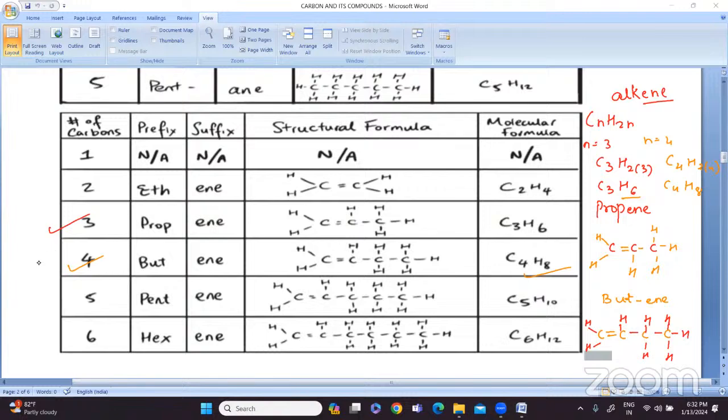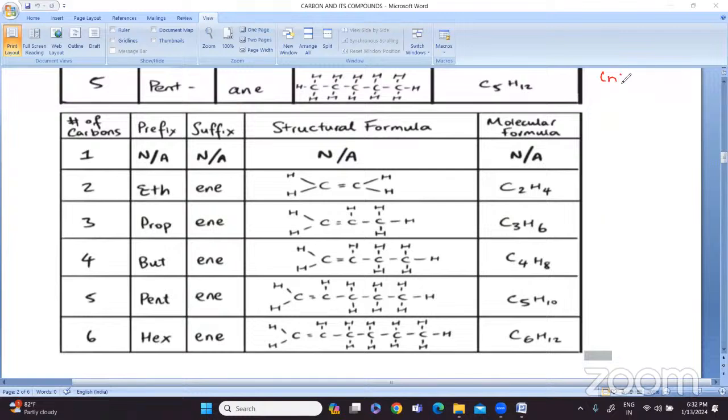Next, we'll write it for CnH2n when n equals 5. It will be C5H(2 into 5), so it becomes C5H10. The name prefix is pent- and it ends with -ene, so the name is pentene. Now we'll write the structure. The number of carbon atoms is 1, 2, 3, 4, and 5, and between any two of the carbons there will be a double bond.